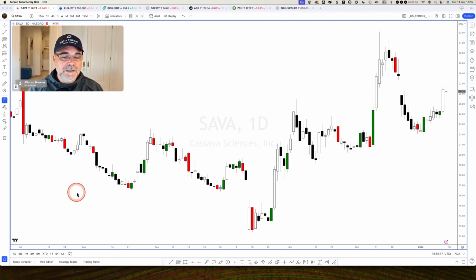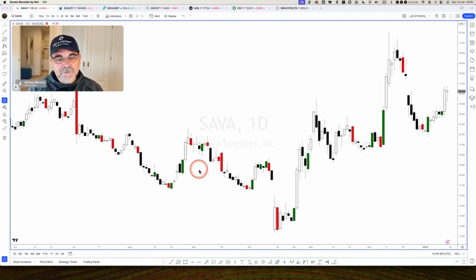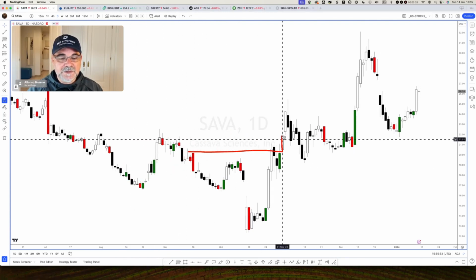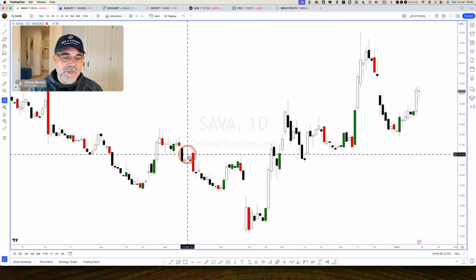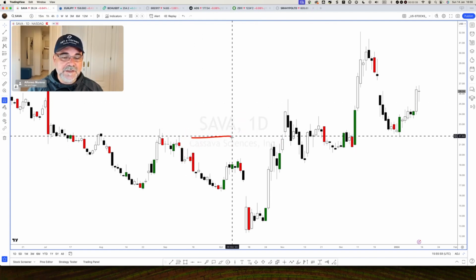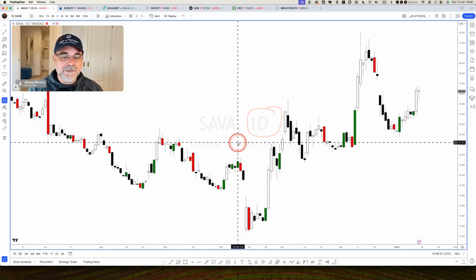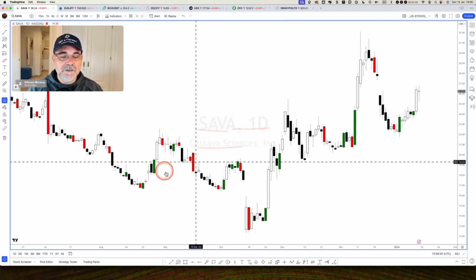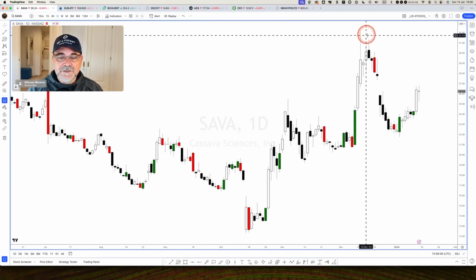So, in this example, this is a biotech company called Cassava Sciences Incorporation, as you can see in the watermark in the middle. SAVA, S-A-V-A, is the ticker, and 1 day is the time frame. In the watermark, you are always going to see the name of the stock, the ticker, and the time frame. So this is the daily time frame.